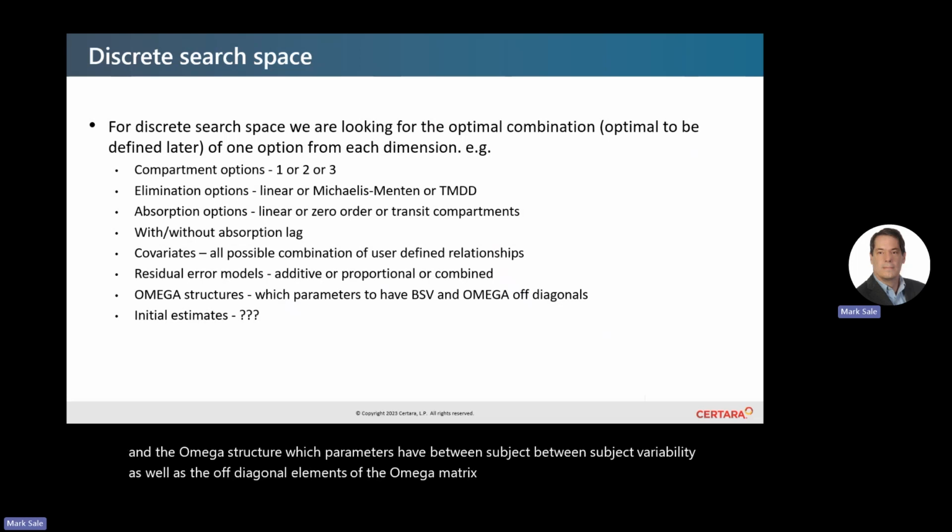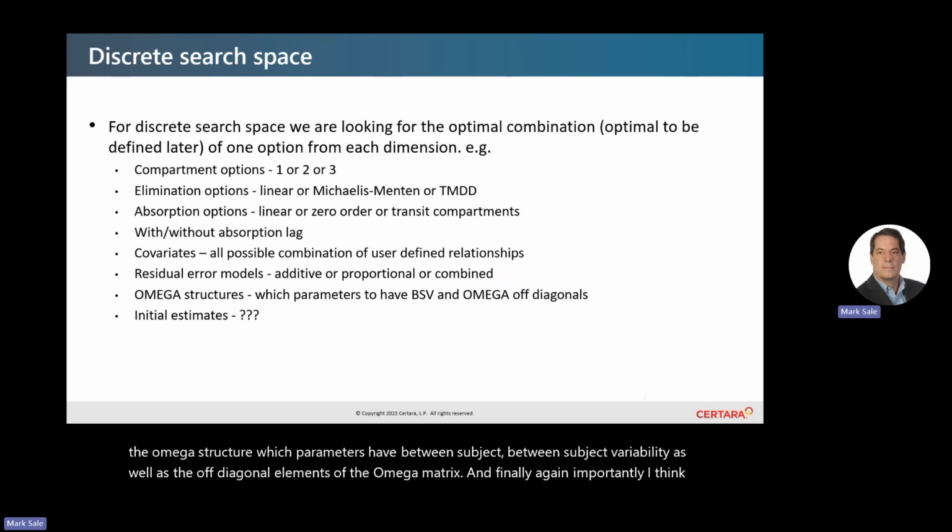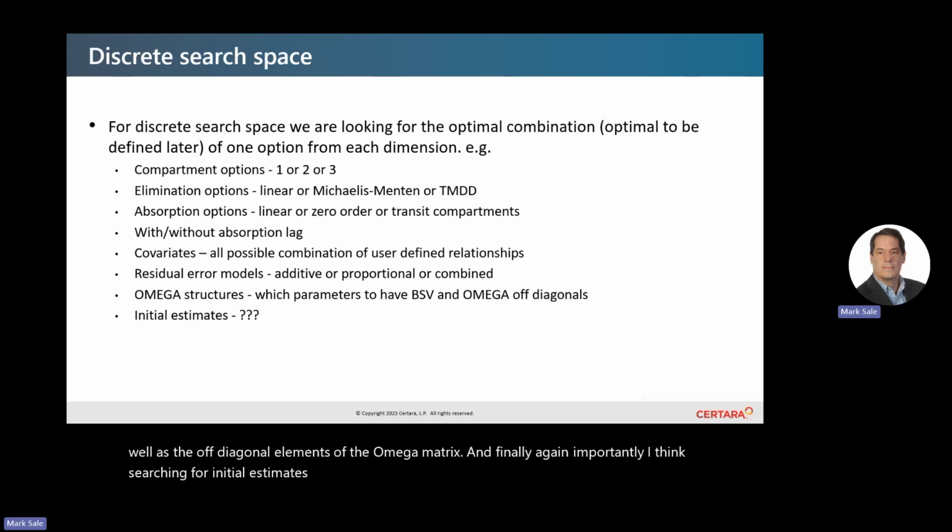And finally, again, importantly, I think, searching for initial estimates, something that's probably overlooked because it tends to be time-consuming. This global search algorithm can include searching for initial estimates.